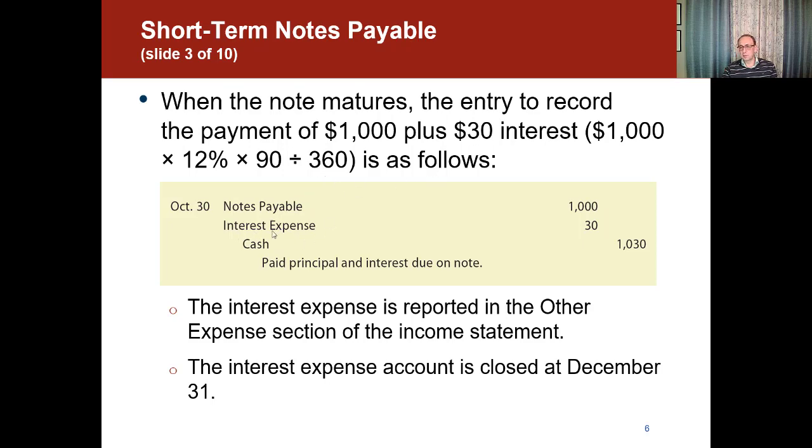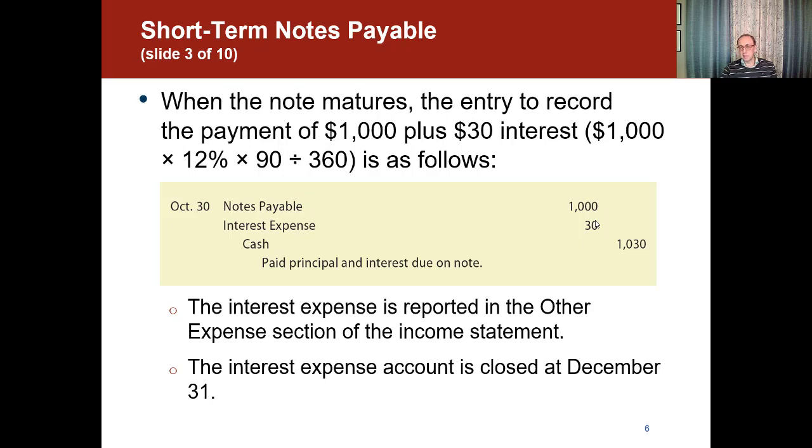So the interest expense is also debited. So we're going to debit $30 for interest expense. And then the amount of cash that we have to pay is the $1,030, which is the total for the note plus its interest. So the interest expense is reported in the other expense section of the income statement.